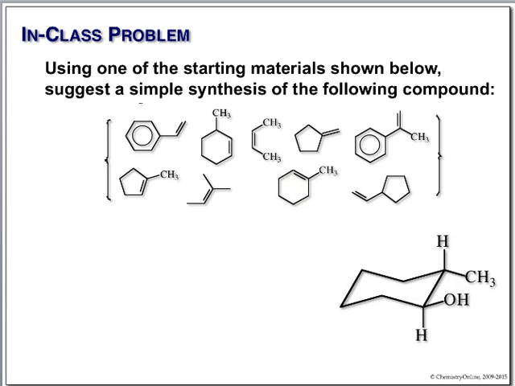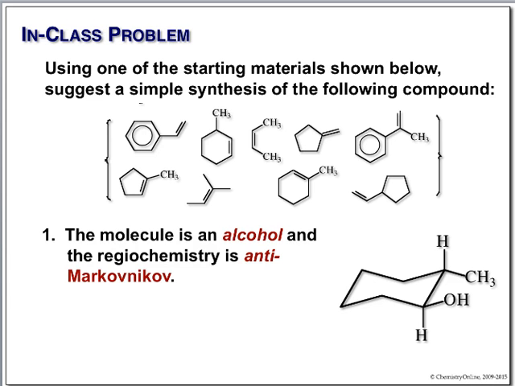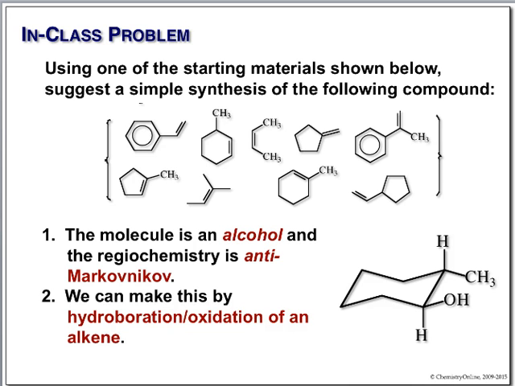Couple more things here. Let's go ahead and do our next alcohol. Again, what is our regiochemistry? Is it bonded to the most stable carbocation? Absolutely not. So this is anti-Markovnikov. How many ways do we know to make anti-Markovnikov alcohols? Only by hydroboration oxidation of an alkene. Again, we need a cyclohexane backbone.